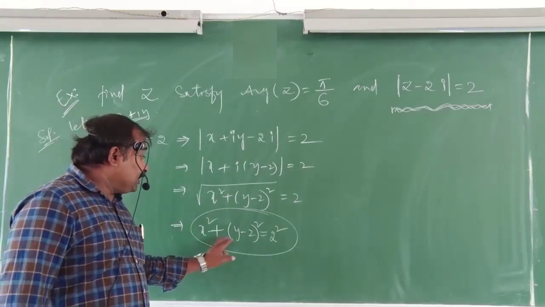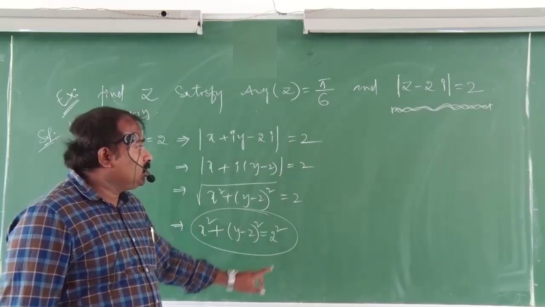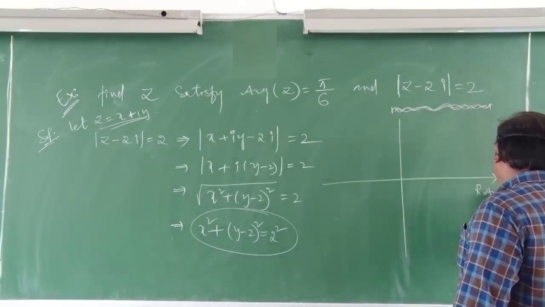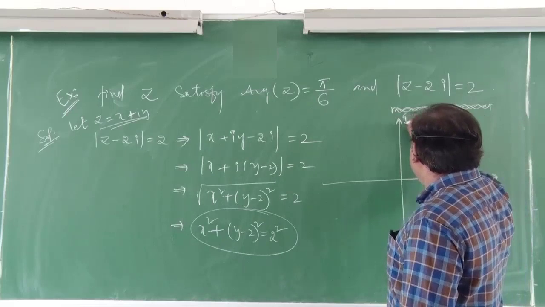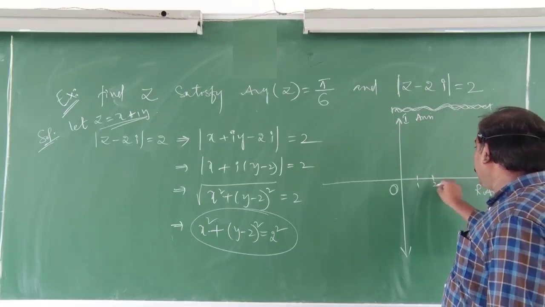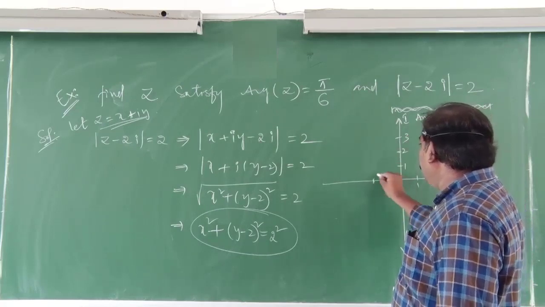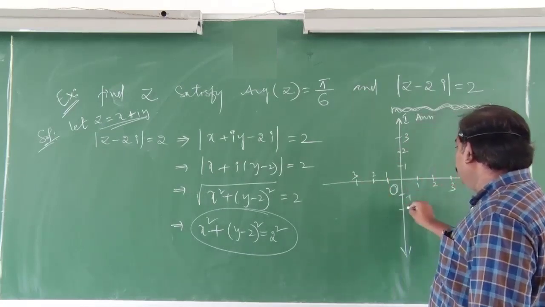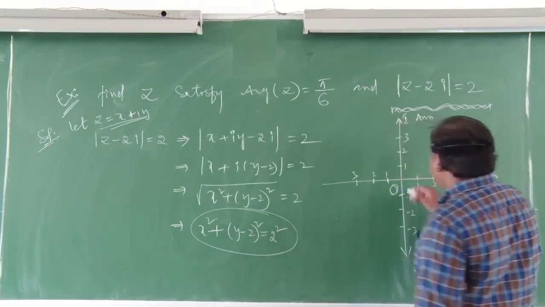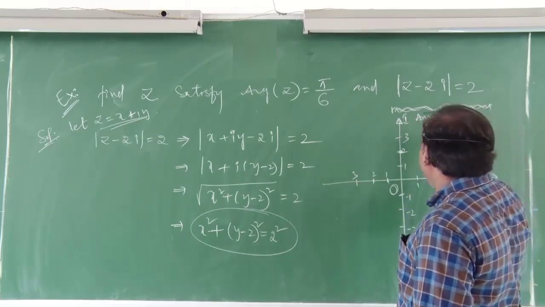What this equation indicates is a circle whose center is at 0, 2 and radius is equal to 2 units. So if you draw it diagrammatically, let this be the real axis and let this be the imaginary axis, with the origin here. Then let this be 1, 2, 3 on each side. Now 0, 2 is the center, and the radius is 2 units.